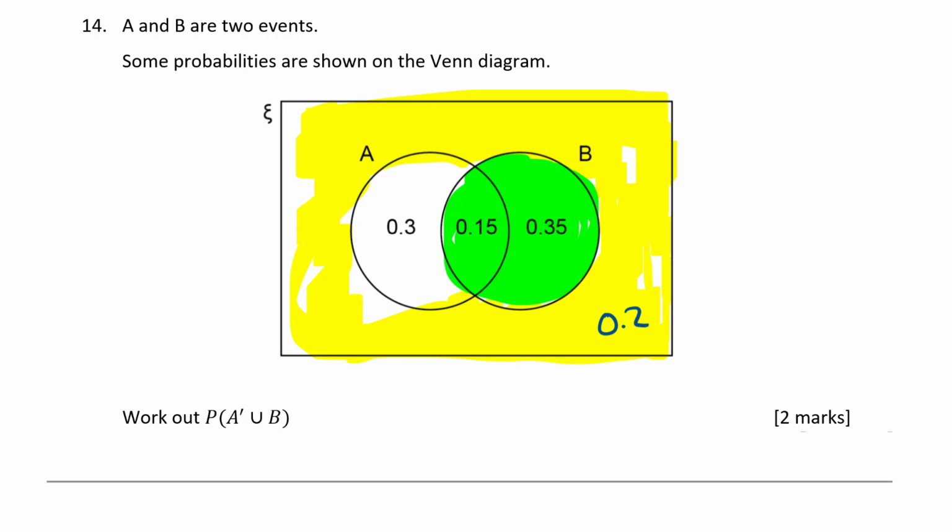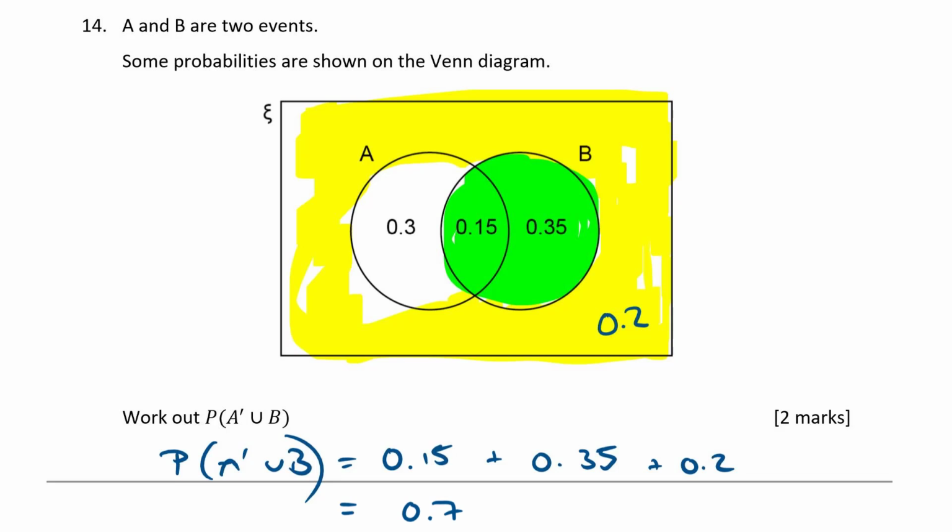Okay, so then the probability then of A dash union B, the complement of A union with B, is going to be my 0.15 plus the 0.35 plus the 0.2, or basically everything apart from the 0.3, so it's going to add up to 0.7, isn't it? Okay, so the other way of doing it is just taking 0.3 away from 1, and you'll get the same answer. Either way, it's 0.7.